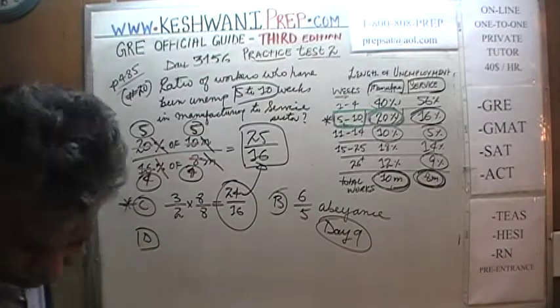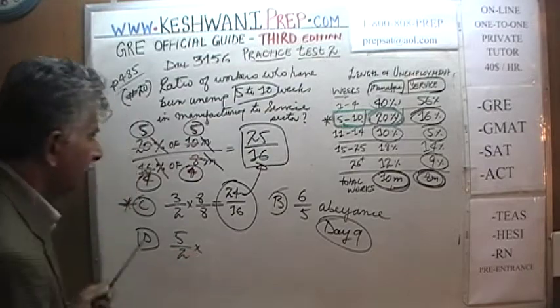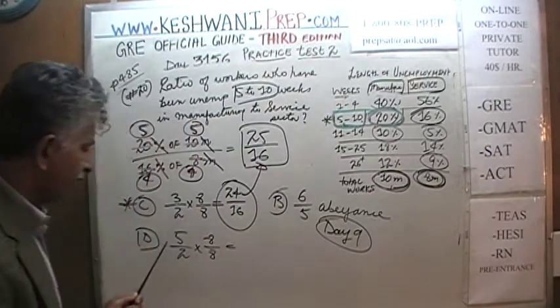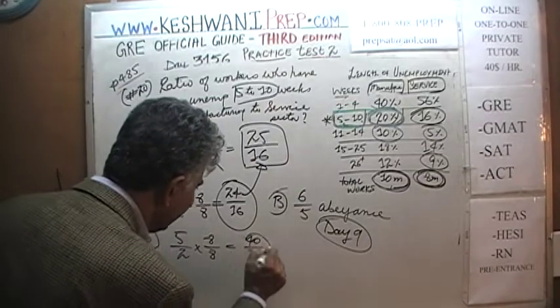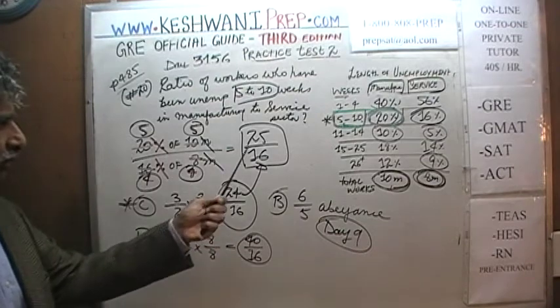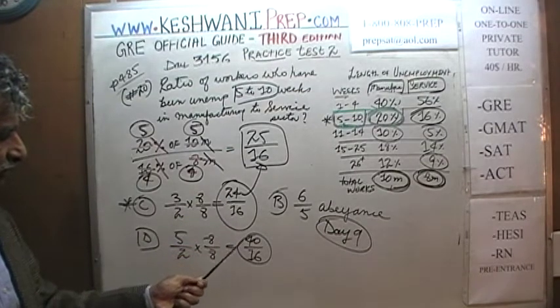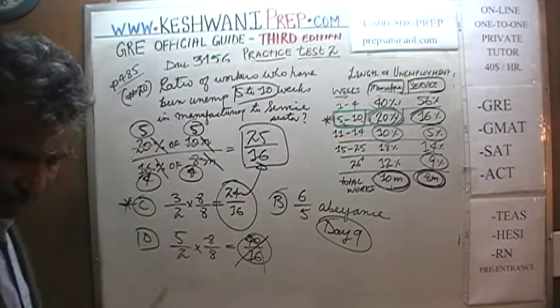Let's look at D. D says 5 over 2. So this is 2, this is 16. Let's multiply by 8 over 8. And if you do that, 8 times 5 is 40. 40 over 16. And 40 over 16 is not what we're looking for. We're looking for 25 over 16. So given the choice between 24 over 16 and 40 over 16, it's just too far away. D is not the answer.